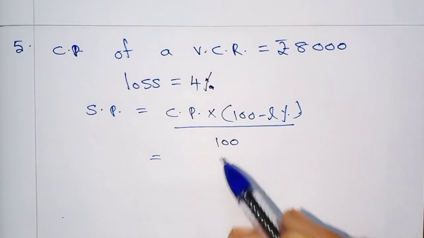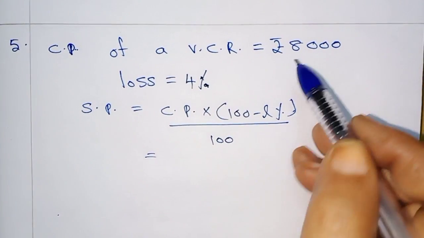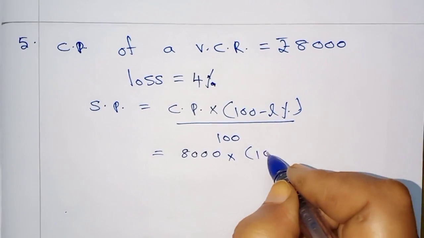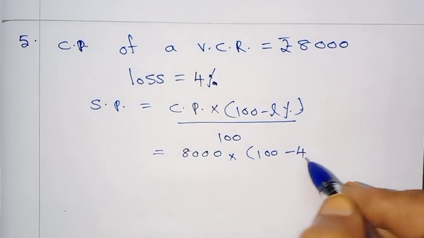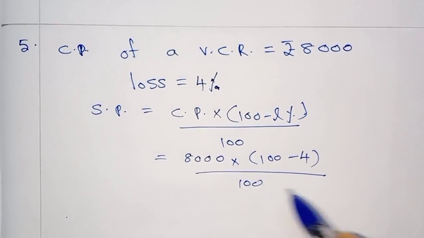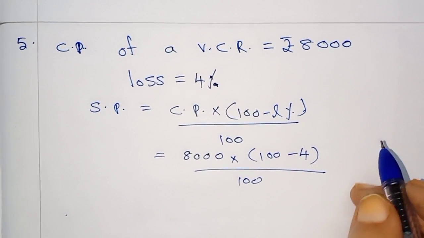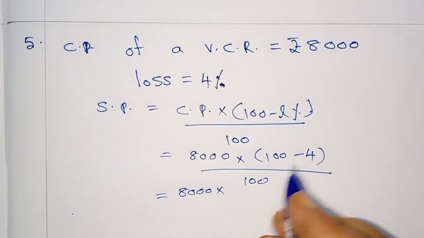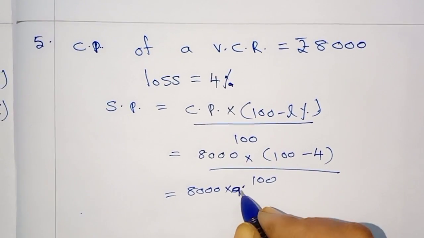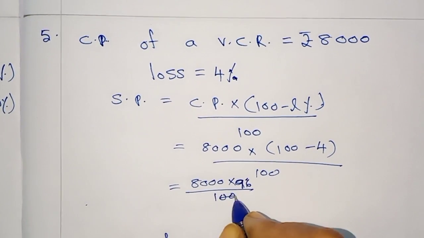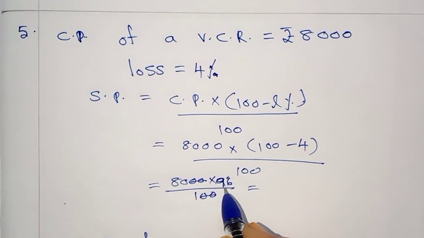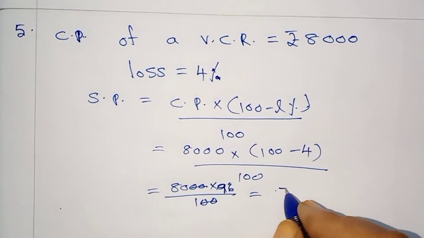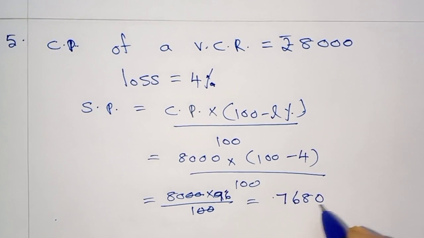So this is a direct application of the formula. What is the cost price? Substitute the values. 8,000 rupees. 100 minus what is the loss percent? 4 by 100. So this is equal to 8,000 into what is 100 minus 4? 96 by 100. These two zeros get cancelled. 96 into 80 is equal to 7680.